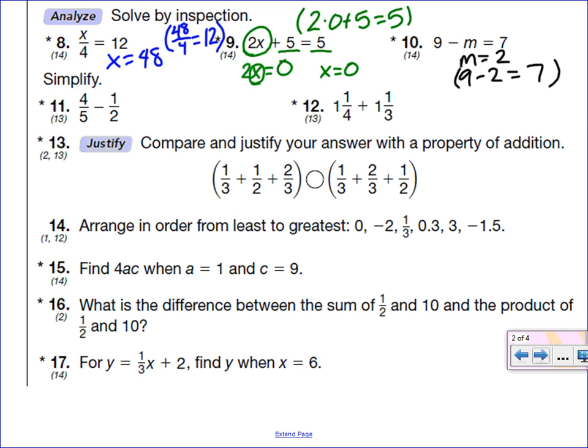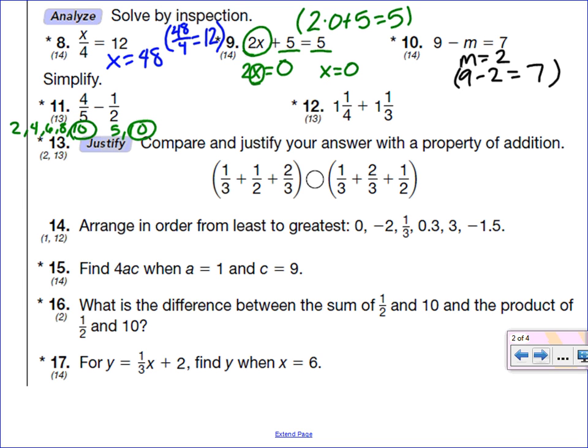4/5 minus 1/2. Remember, when you're adding or subtracting fractions, you need to have a common denominator. And to do that, we can list the multiples of each number. So 2, 4, 6, 8, 10; 5, 10. Well, 10's in common, so that's going to be my common denominator.